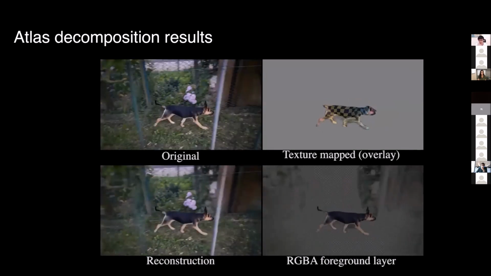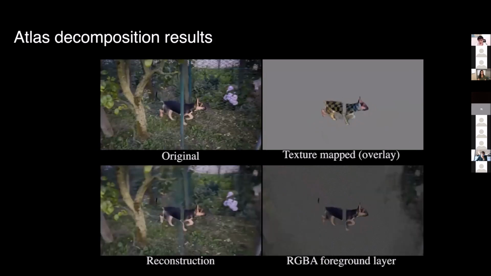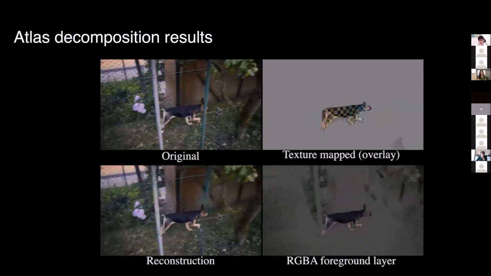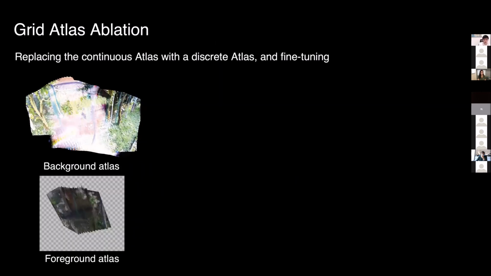So as I mentioned, with respect to the unwrapped mosaic, we are using a continuous representation of the atlases and mapping. And in order to show the advantage of that, we did a small ablation where we just replaced the continuous atlas with a discrete atlas. You have an image, and the pixel of that image is the unknown. And now we just want to solve the same objective function. Everything is the same, just replacing the MLP atlas with this discrete image.